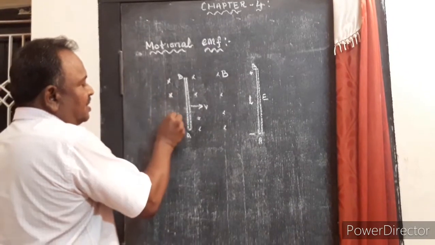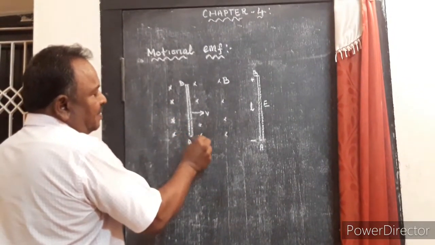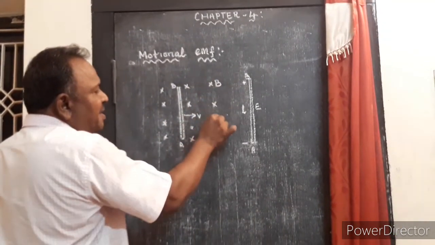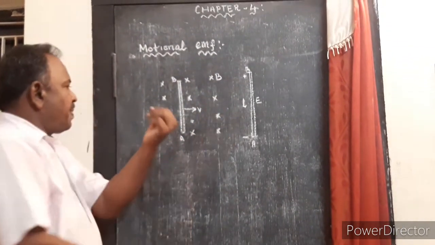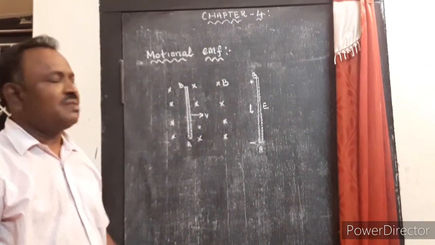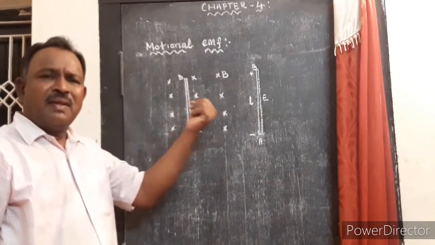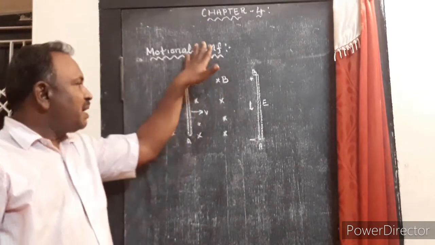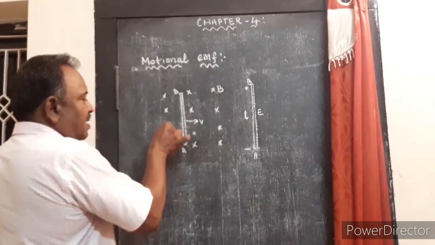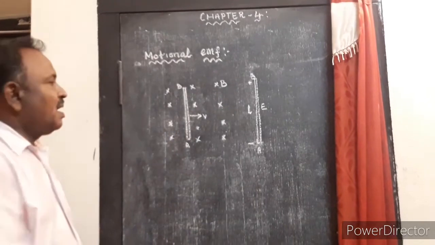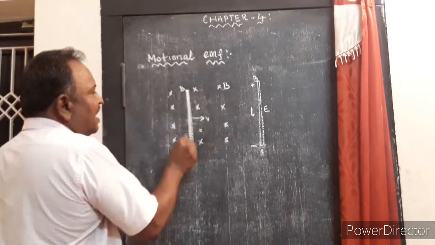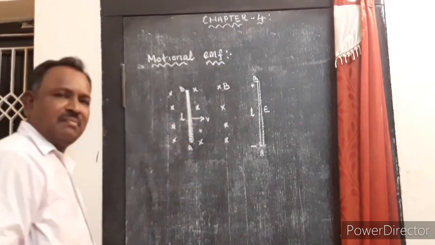The crosses represent the presence of magnetic field, and the magnetic field lines are perpendicular to the plane of the blackboard, inwards. So we have a magnetic field acting inwards, perpendicular to the plane of the blackboard. Every cross represents magnetic field lines. In this magnetic field, we have a conductor AB of length L.